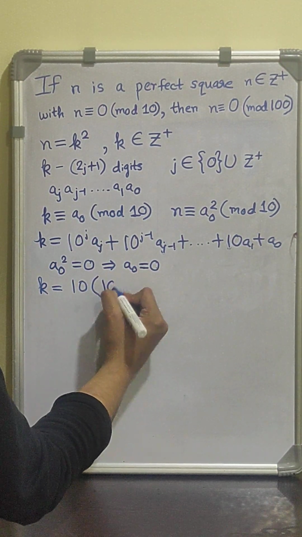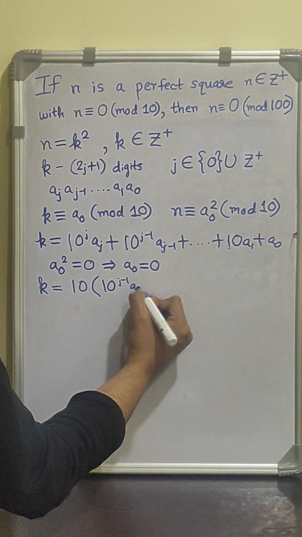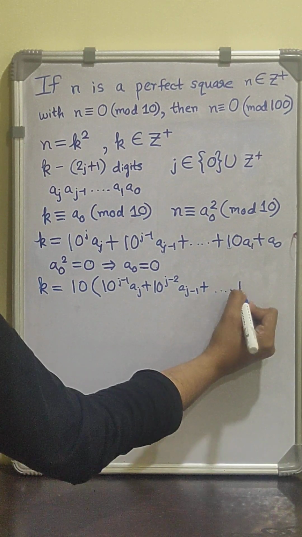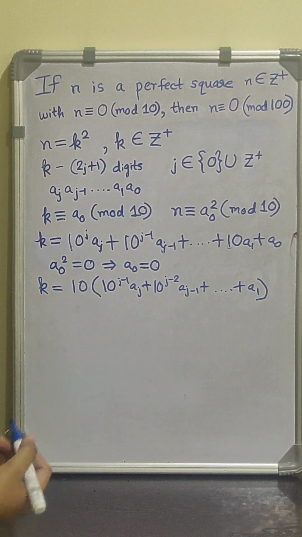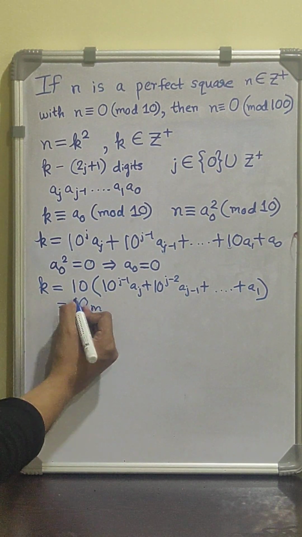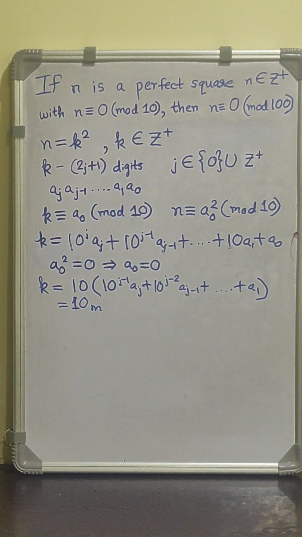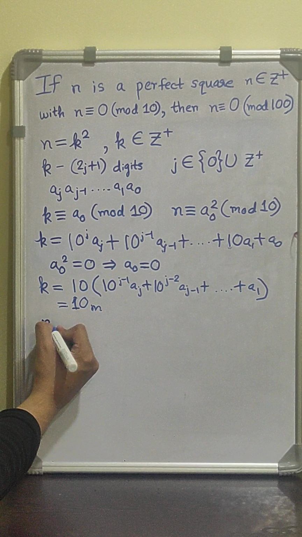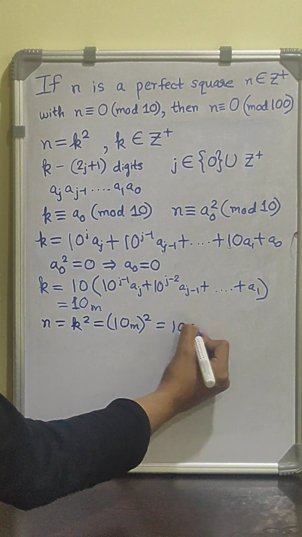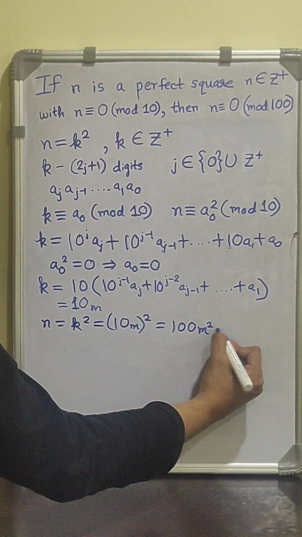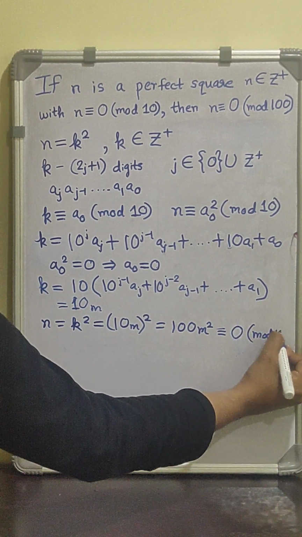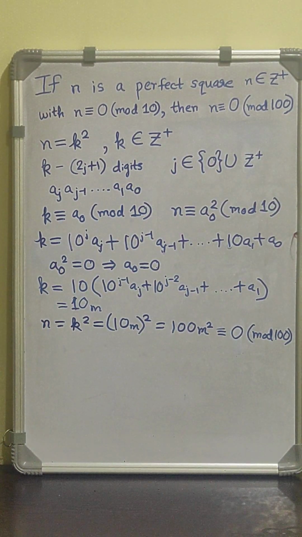So if I just write that factor 10, I'll have something like this for k, and a1 is left out because I've taken the 10 here. And perfect, this is something like 10m, where m equals this. So k has a factor of 10, and we can see that n, that is k squared, will be the square of this. Pretty easy to see where this is going. It is 100m squared, so since you have a factor of 100, this will leave a remainder of 0 mod 100. And there you go, we have what we set out to prove.